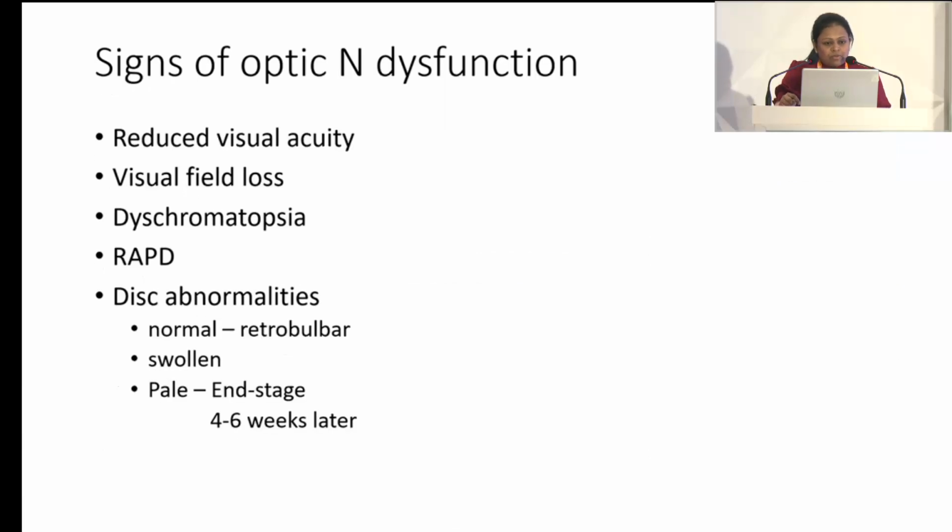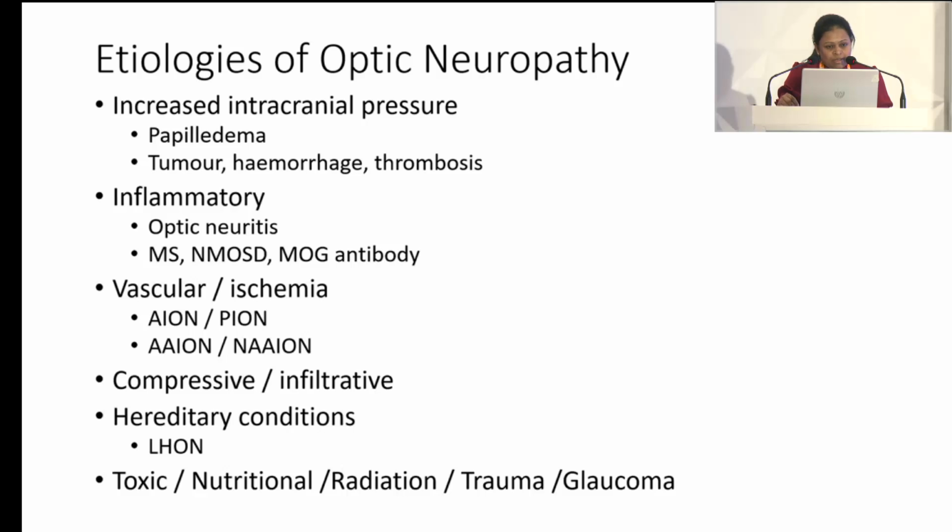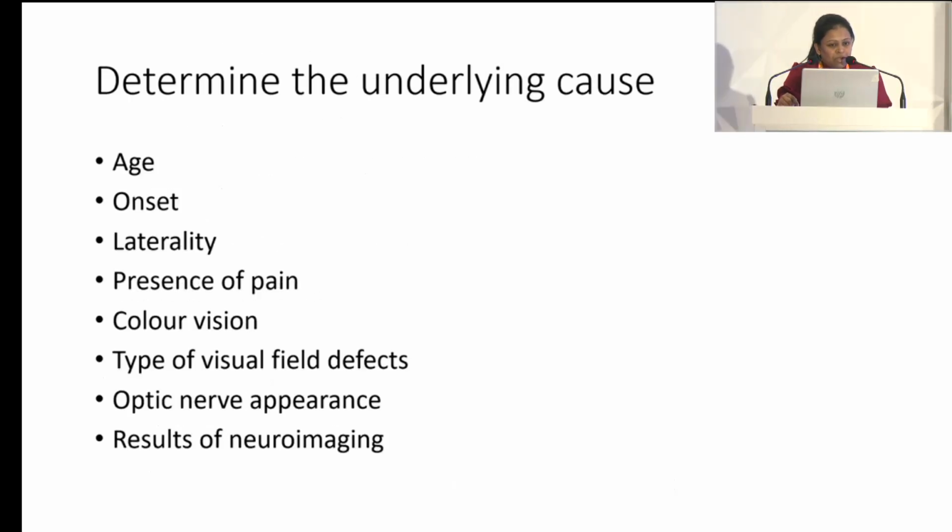When talking about optic neuropathies, they always present with signs of optic nerve dysfunction: reduced visual acuity, affected fields, dyschromatopsia, RAPD. The disc can be normal in the initial stage if the involvement is retrobulbar, then swollen, and a pale disc towards the end. So the etiologies would be increased intracranial pressure, inflammatory causes, vascular causes, compressive causes, hereditary causes, toxic and nutritional deficiencies, trauma, and glaucoma.